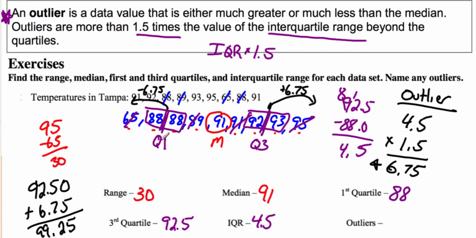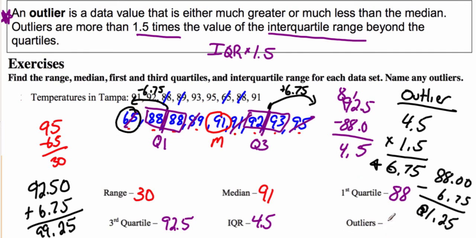Now we come back to the first quartile, 88. We're going to subtract away 6.75. So 88 minus 6.75. This is why you're glad you have a calculator. 81.25, and we do have a data point that is lower than 81 degrees. We have a 65, so the outlier we have now proved is 65, an extreme data point.